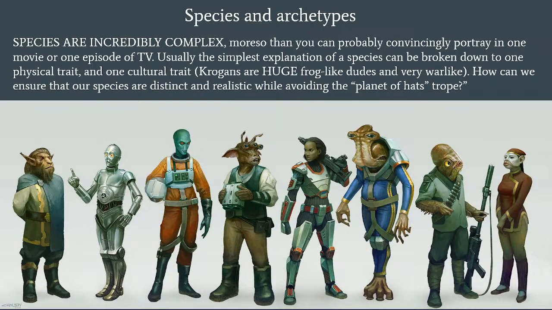How can we ensure that our species are distinct and realistic while avoiding this Planet of Hats trope? Let me start by explaining Planet of Hats. It's a pejorative term that describes shallow world building, and it refers to the idea that everybody from this planet wears a blue hat, and everybody from that planet wears a green hat, and that's enough to distinguish them. That's like saying every Krogan is a frog-like guy who likes war, and every elf is a hunter who shoots a bow and arrow, and every dwarf is a miner and a craftsman. These things are just a hat that they wear, right? It's just a simple surface level description of that person.